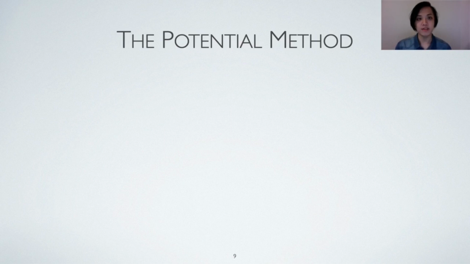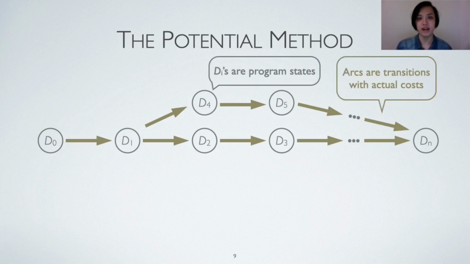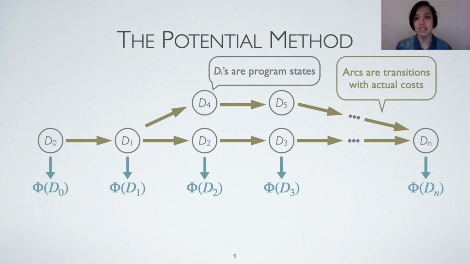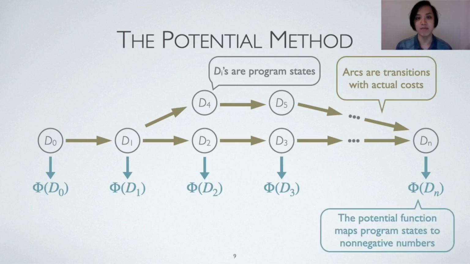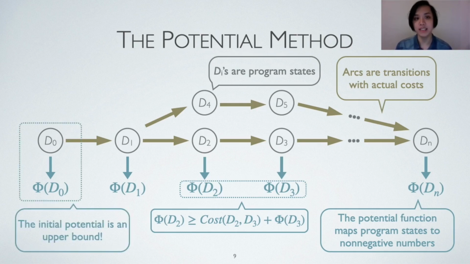The potential method for amortized analysis is a classic approach for algorithm analysis, which can be dated back to 1985. The high-level idea is to treat a program execution as a transition graph among program states, and each arc on the graph contains the actual transition cost between 2 states. To analyze the resource consumption, we devise a potential function phi that maps each program state to a non-negative number, such that the potential of the state is enough to pay for the actual cost of the current transition and the potential of the next state. In this way, the potential of the initial state provides an upper bound on the actual resource consumption.